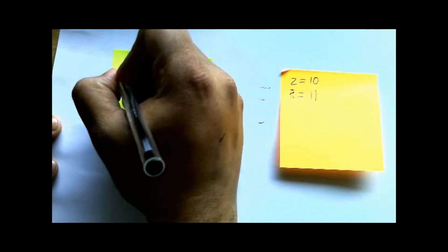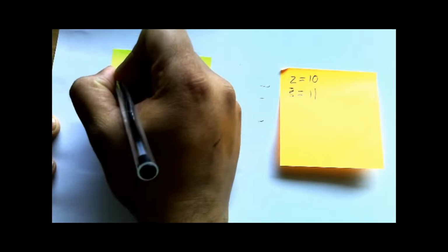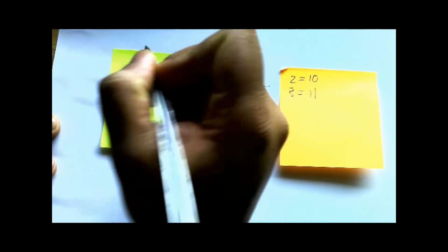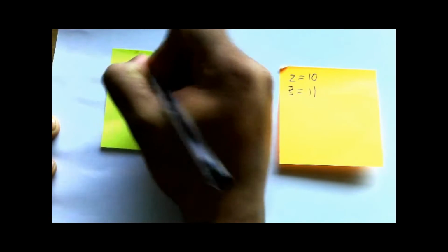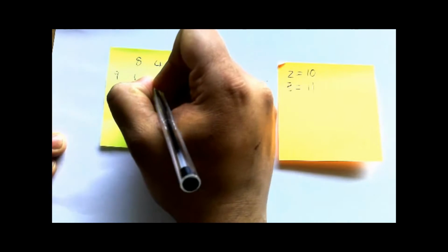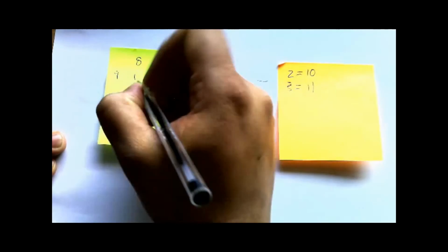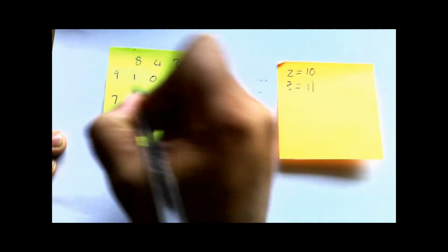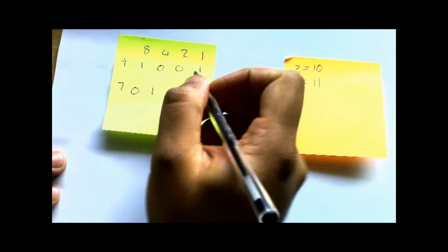Okay, slightly more difficult example. Imagine if I wanted to add a 9 to a 7. So let's go ahead and do that. 8, 4, 2, 1. So I've got a 9. And I've got a 7. So 4, 2, 1, 0. Everybody got to that point.